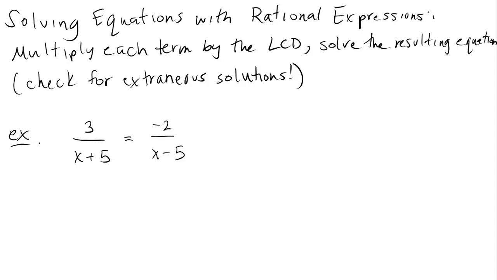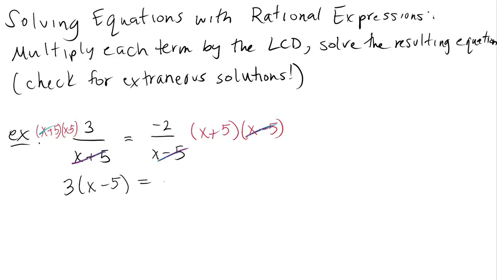So in this first example, we have 3 over x plus 5 equals negative 2 over x minus 5. And the general procedure is to multiply both sides by the least common denominator. So the least common denominator would be x plus 5 times x minus 5. So I'm just going to multiply both sides by x plus 5, x minus 5. The point behind this is that the denominators are guaranteed to cancel. x plus 5 and x plus 5 cancel on the left side. x minus 5 and x minus 5 cancel on the right side. And the remaining equation is 3 times the quantity x minus 5 equals negative 2 times the quantity x plus 5.